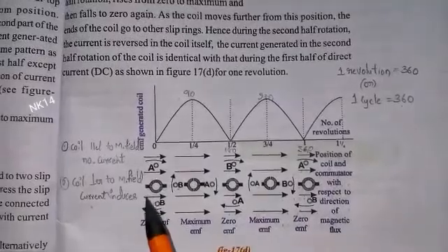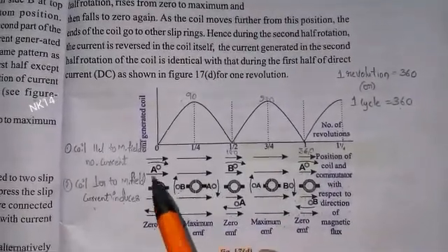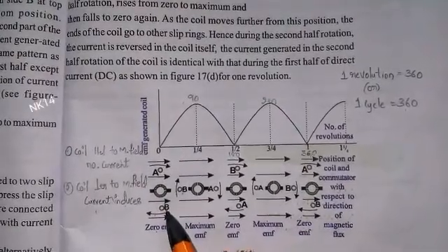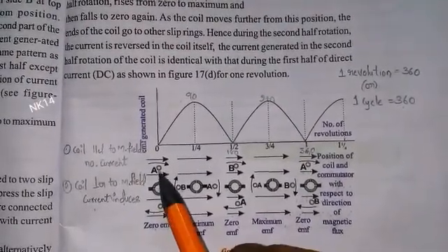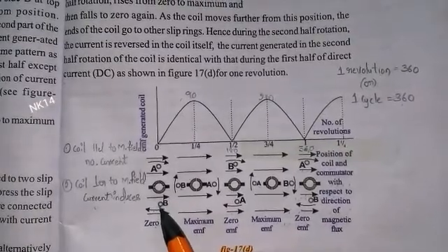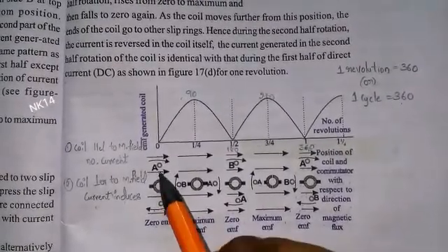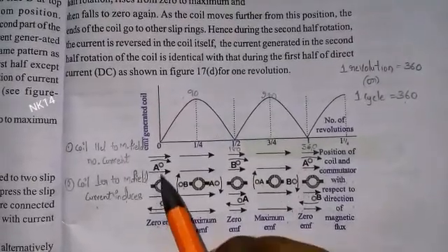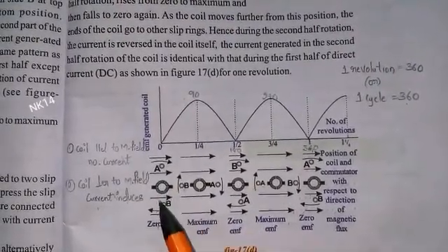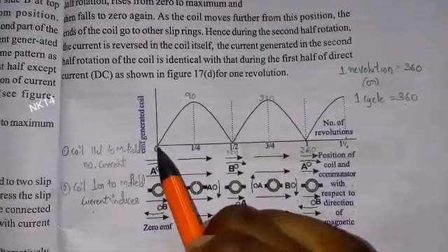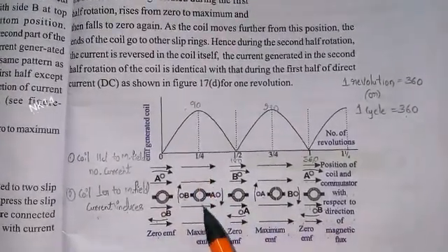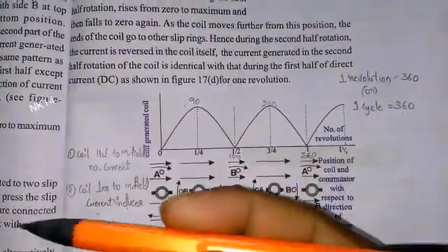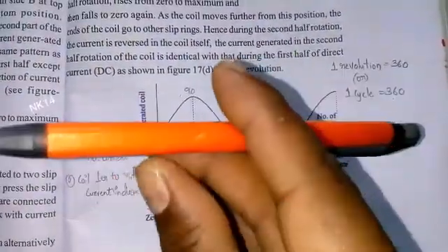So let's see. I will say it simply: if A is on the top and B is on the bottom, or in reverse, B is on the top and A is on the bottom, it indicates that the coil is parallel. They are saying that if the coil is parallel to the magnetic field, then there will be no current. So here you can observe it is 0. Coming to the next case, the coil changes. Suppose it was parallel, now it changes to perpendicular to the magnetic field.